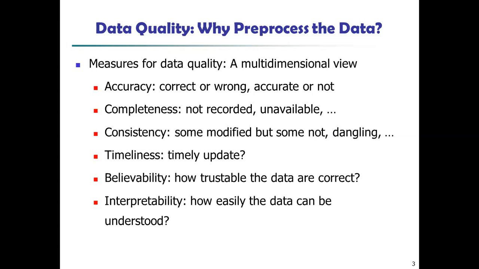The second one is completeness. Completeness means whether the data is recorded or not recorded, available or unavailable. Here, take a particular table, particularly a registration form. Some of the fields are filled with data, and some of the fields are not. The customer should fill in all the details. That is completeness. And consistent, some modified.